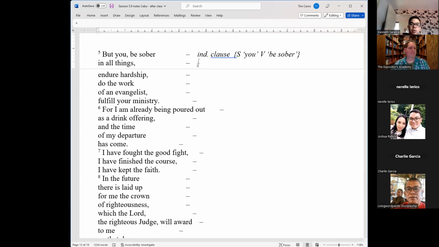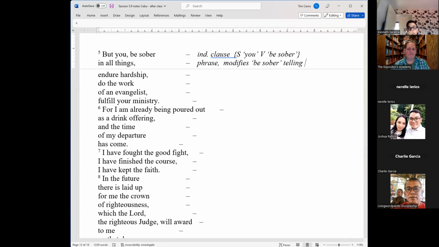I think that's a clause. Well, remember, a clause contains a subject and a verb. So do we see a verb here? No verb. So it's a phrase. And what is it modifying, you think? Being sober. Yeah, good. It modifies "be sober." How? In what way? Being sober in all things.